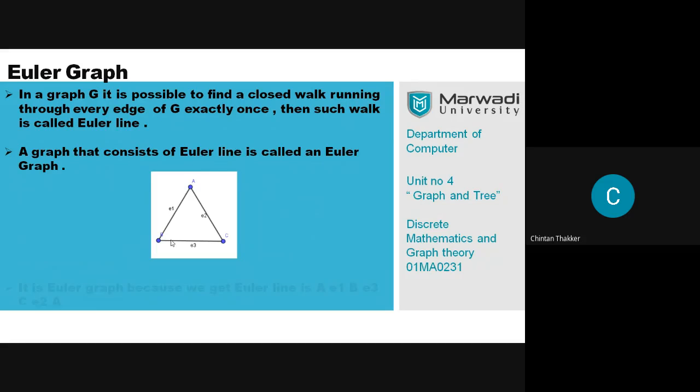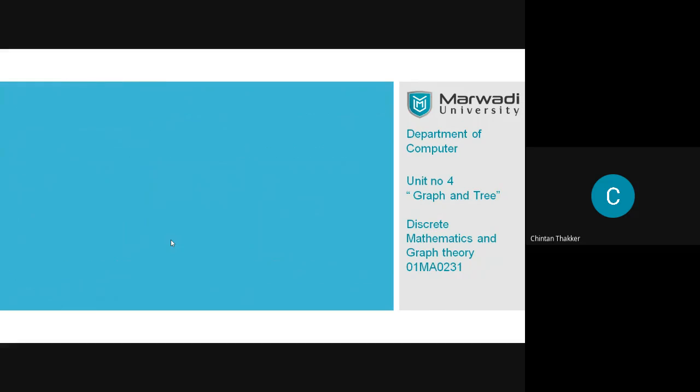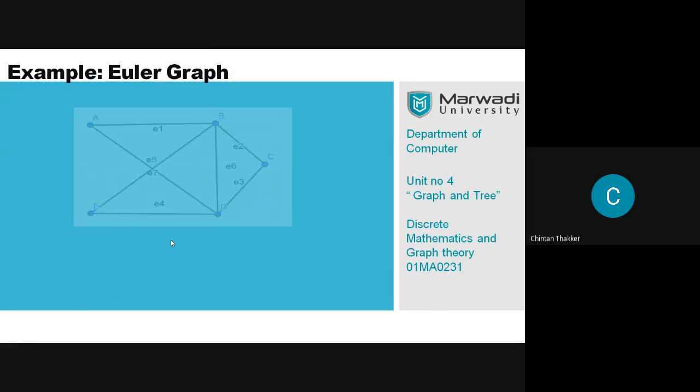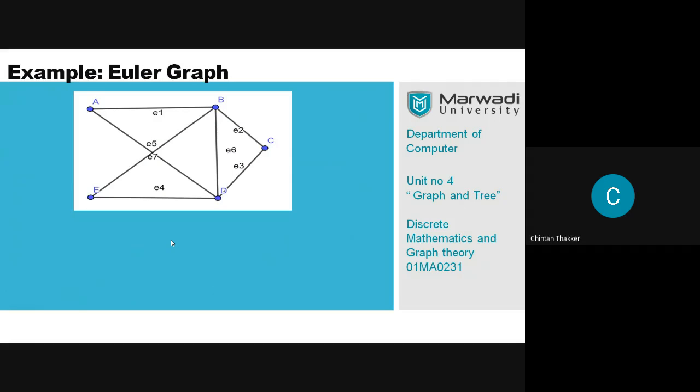Okay. So the Euler graph means a graph which contains a walk with all edges. Okay. The walk which contains all edges.